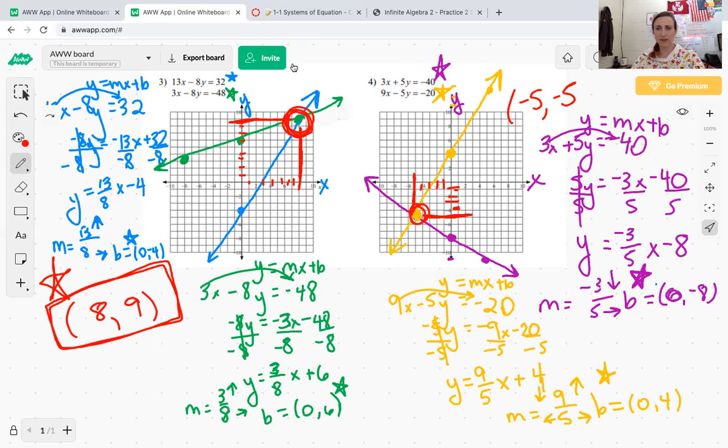Try to rewrite that parentheses again. There we go. Box it in. And that's our solution. Kind of take a second, look over these two, and let me know if you have any questions.